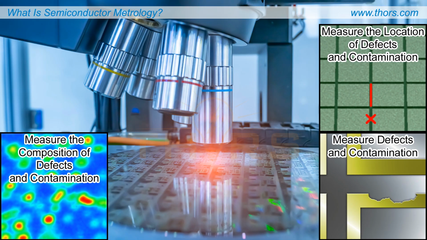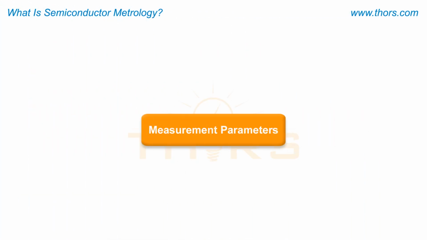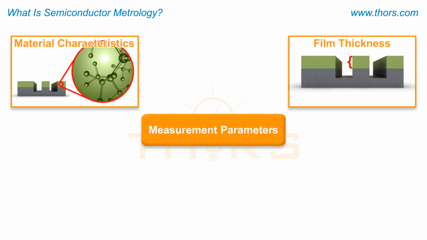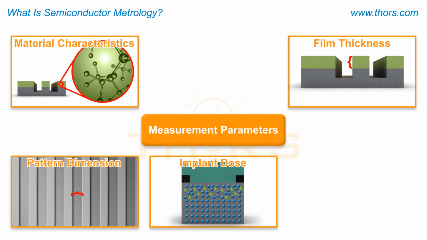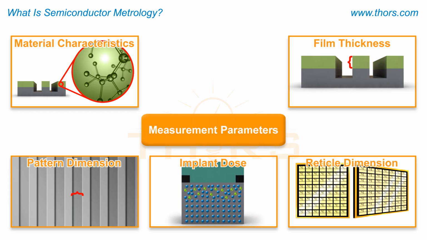address them. In addition to measuring defects and contamination, semiconductor metrology includes a wide range of measurement parameters, such as material characteristics, film thickness, pattern dimension, implant dose, and reticle dimension, to maximize chip yield.